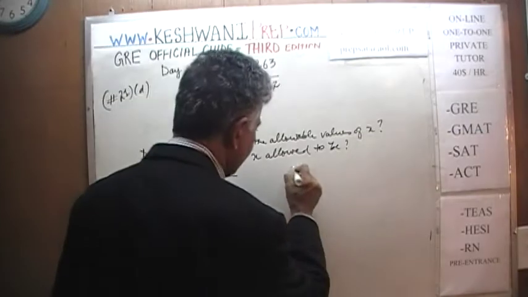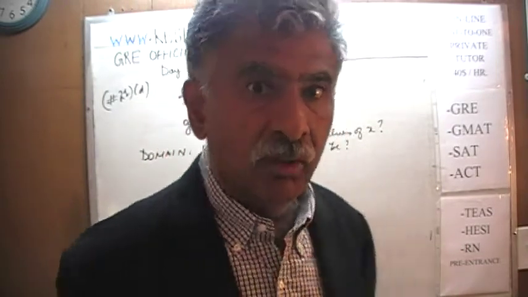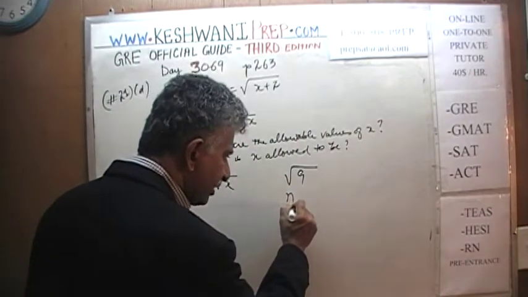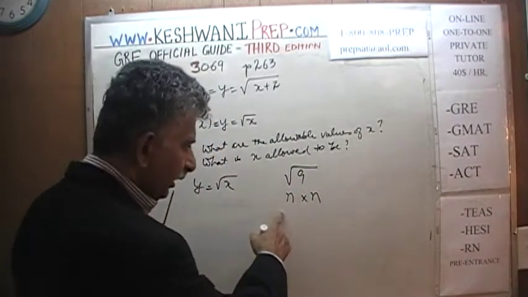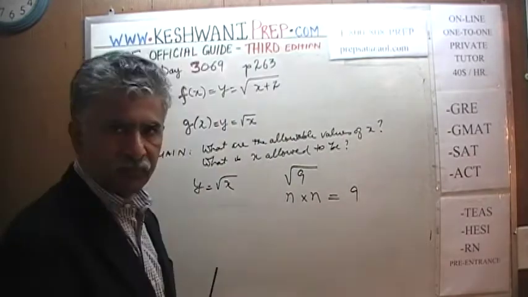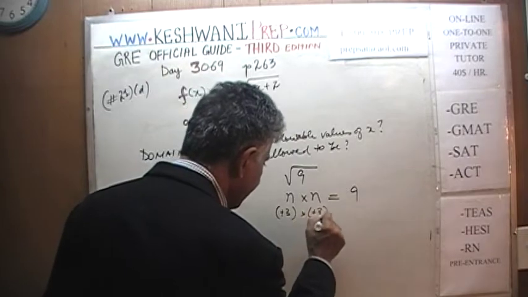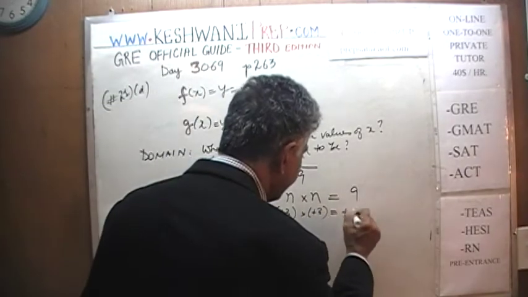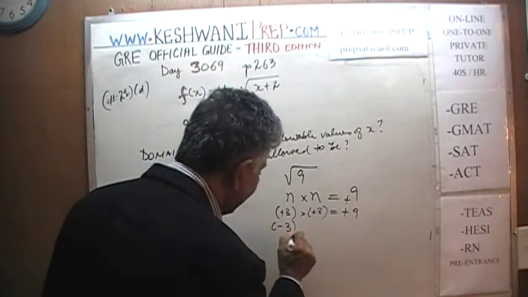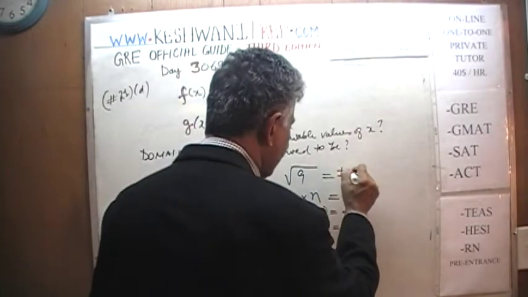Let's talk about something simpler. Square root of 9. What does it mean? When somebody comes up to us and asks us what is the square root of 9, what they're asking us is, what is that number which, when multiplied by itself, gives us 9? And to which there are two answers. A positive 3 times positive 3 is going to give us positive 9. Or negative 3 times negative 3 is going to give us positive 9. And therefore square root of 9 is equal to either positive 3 or negative 3.